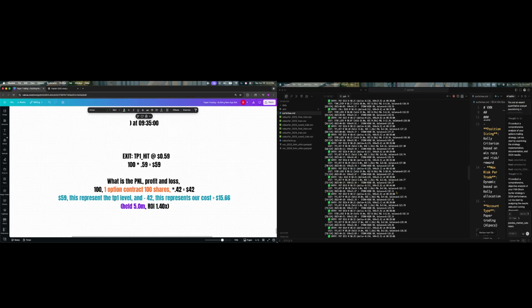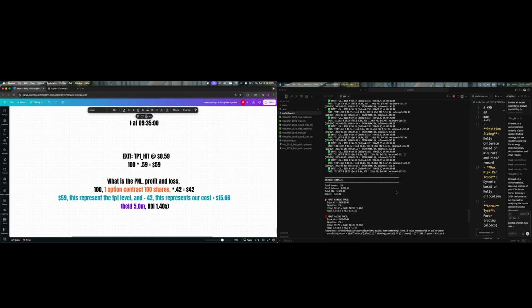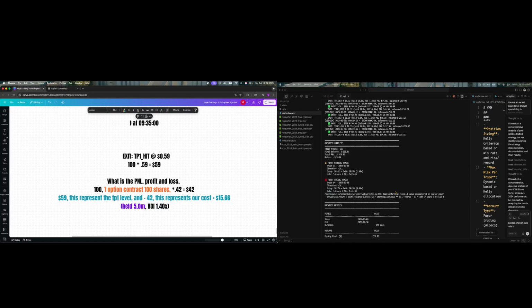So let's see how the underlying strategy did for the Q1. Remember, we split it up where we trade. So we see the strategy got blown up.